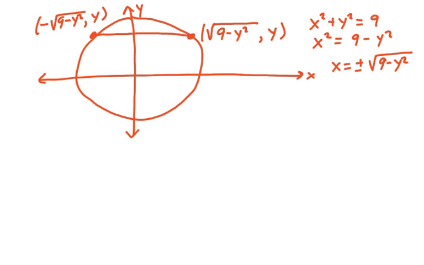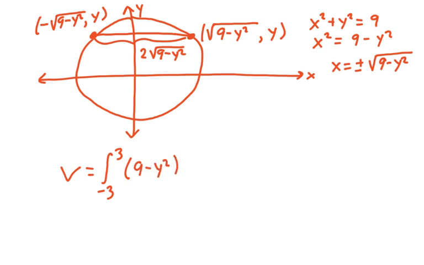The distance would have been 2 square root of 9 minus y squared. And my volume would still be the integral from negative 3 to 3, right? And it basically would have been 9 minus y squared dy. So my volume won't change whether the hypotenuse was perpendicular to the x-axis or perpendicular to the y-axis.